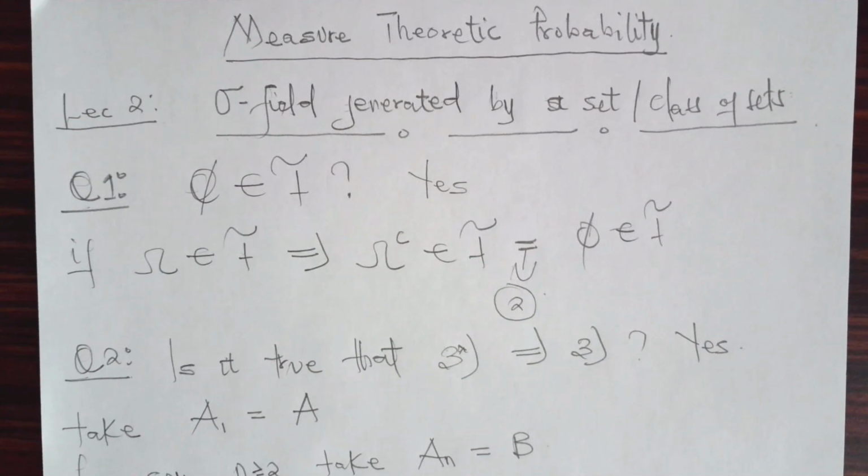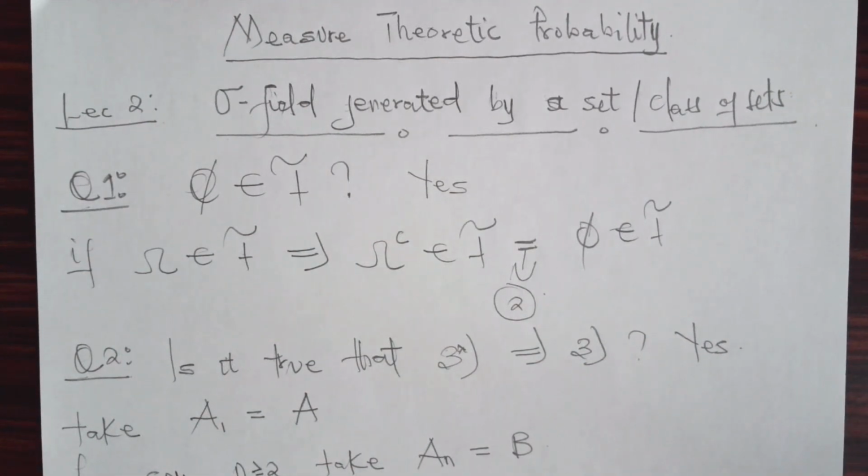Remember, in our lecture 1, we left off two questions we needed answers to. The first question was, do we have the empty set belonging to F? And the second, is it true that 3 star implies 3? We answered these two questions in our lecture 2. So yes, indeed, the empty set belongs to F, which is a field or a sigma field.